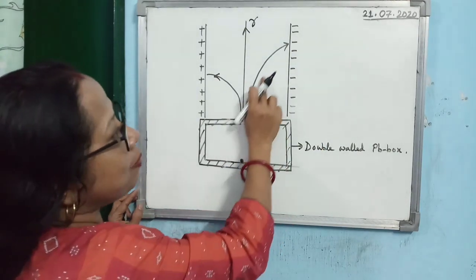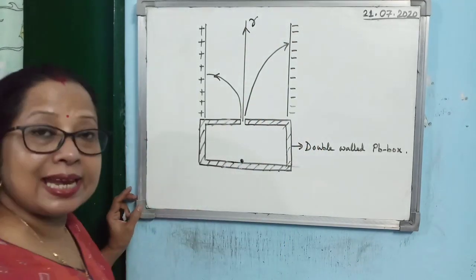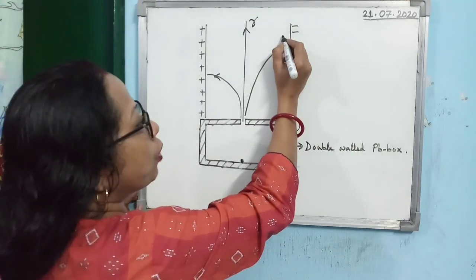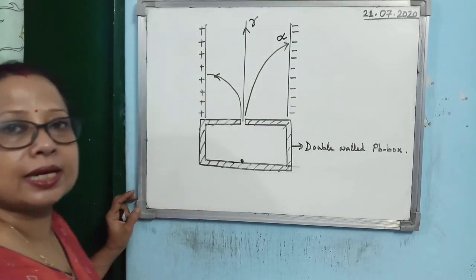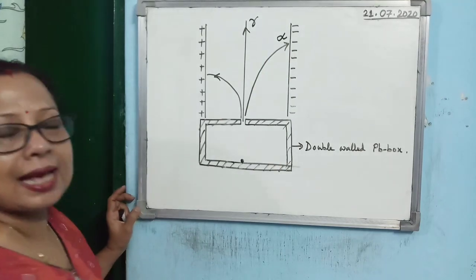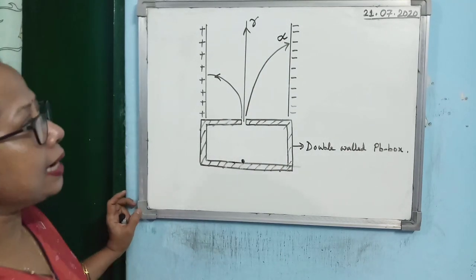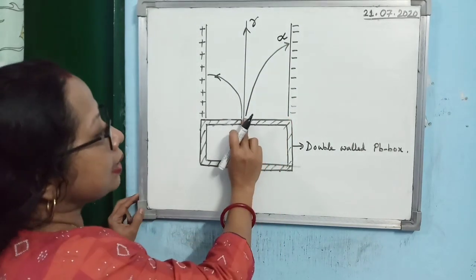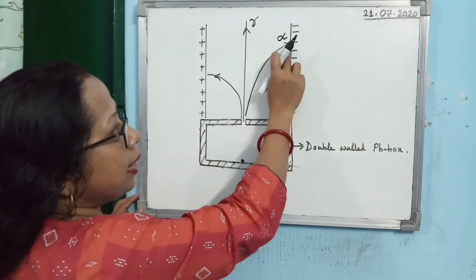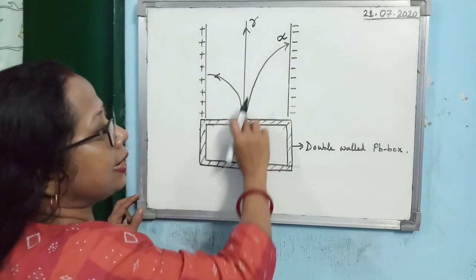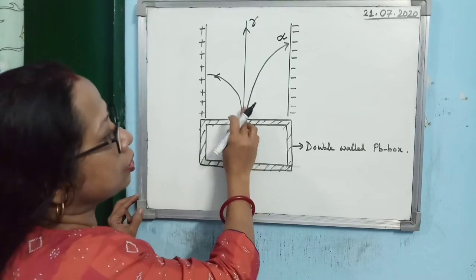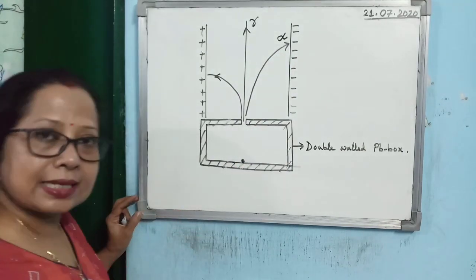Then you see another kind of radiation, it bends towards the negative plate. As it is bending towards the negative plate, it indicates that this is a positively charged radiation. So this is named alpha radiation. And another point you must observe here: when alpha radiation is bent, the deviation is not very much. The deviation is less.